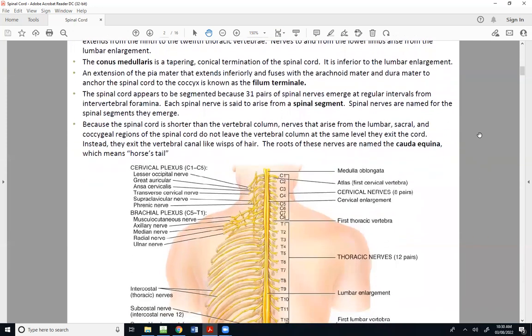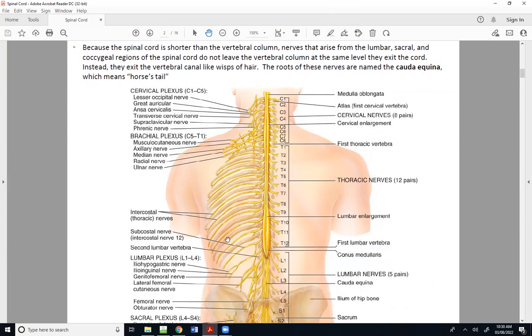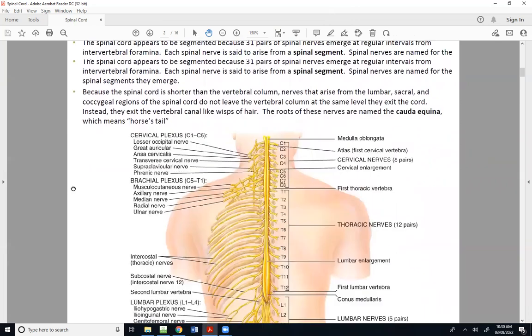And the conus medullaris, already mentioned, is the tapering conical termination of the spinal cord. It is inferior to the lumbar enlargement, so this is where the spinal cord comes to an end. But as you can see, there are extensions that come down from that.